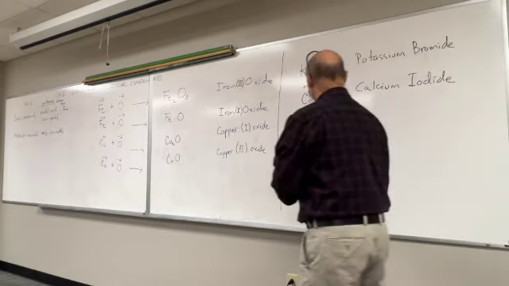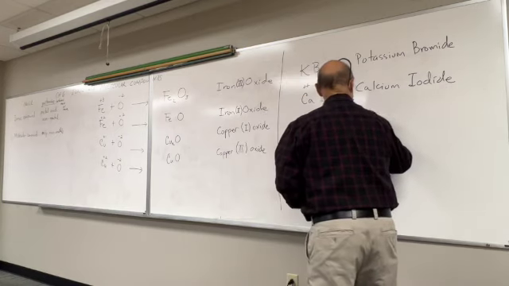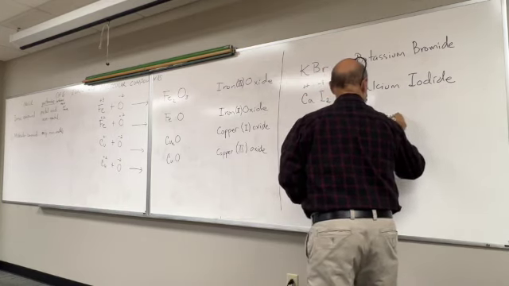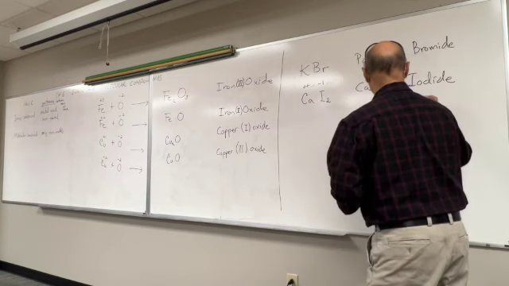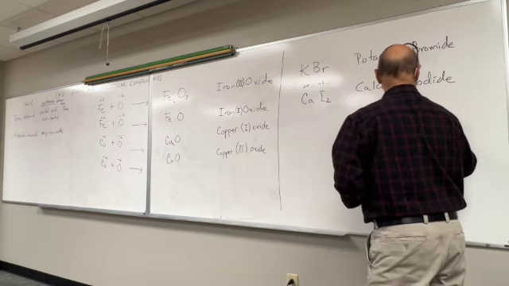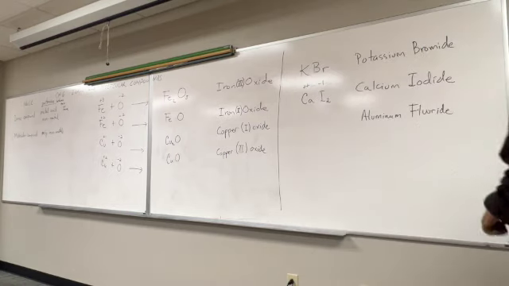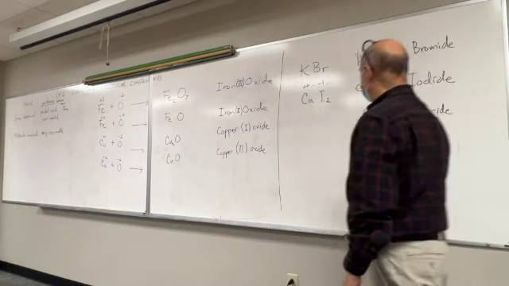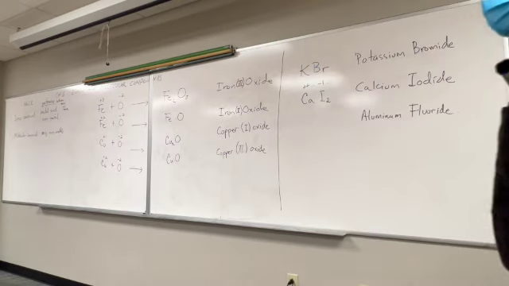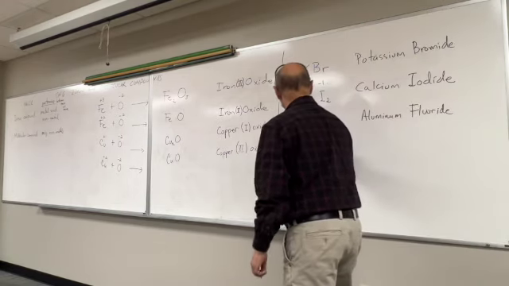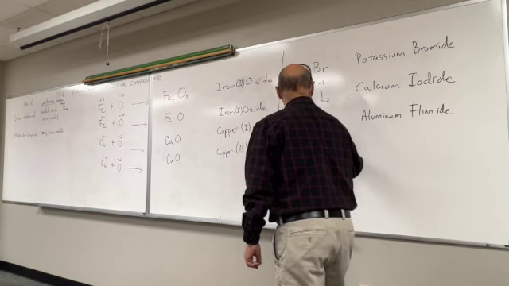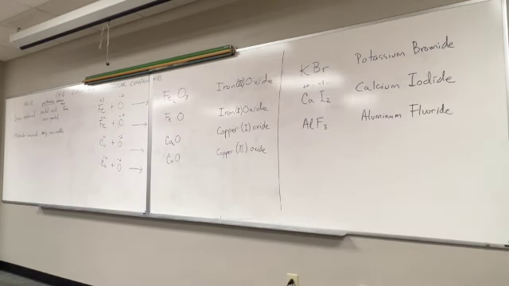Let's do one more. So I'm going to give you aluminum fluoride. I don't think we did that one. So what's the formula for aluminum fluoride? So it will be AlF3. I love it. That's exactly right. AlF3, aluminum fluoride.